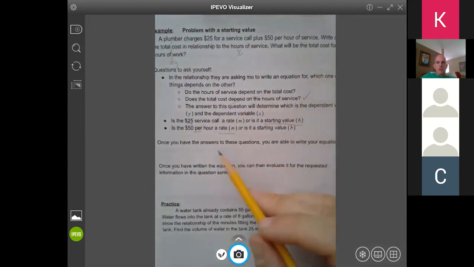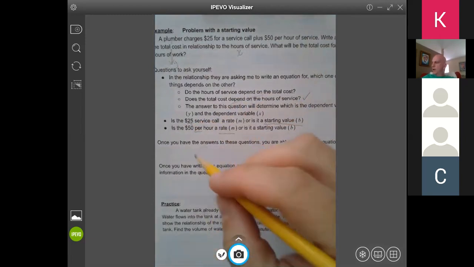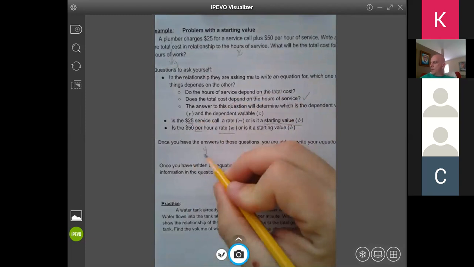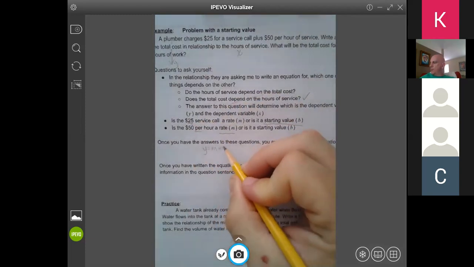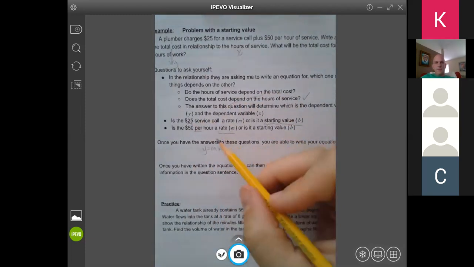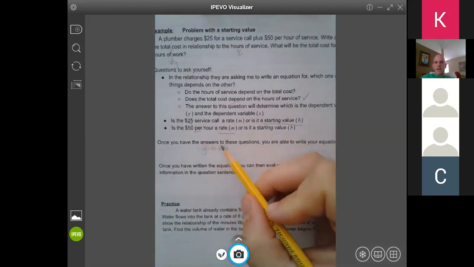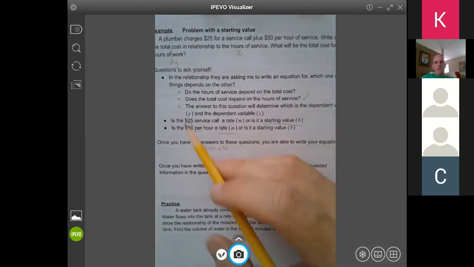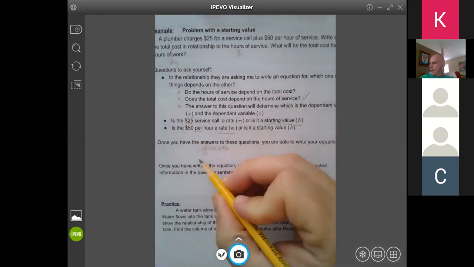Once we have the answer to all these questions, we should be able to just go back and fill in our y. If this is y equals mx plus b, we're just going to replace all of these things with what we know. Well, y and x don't actually get replaced. We just hopefully understand what they represent.